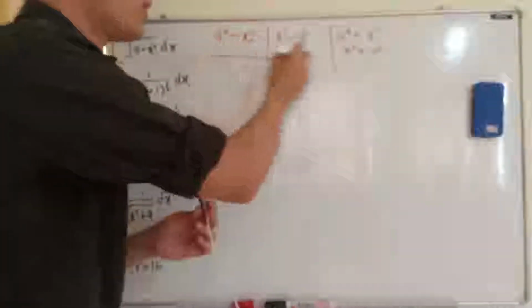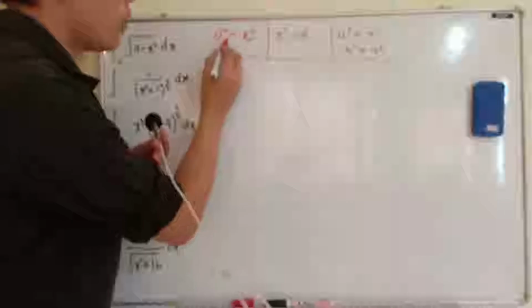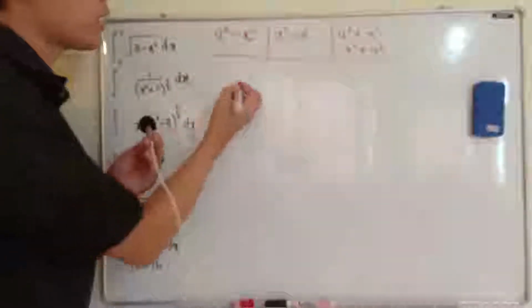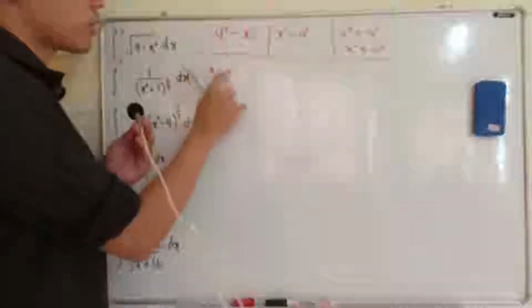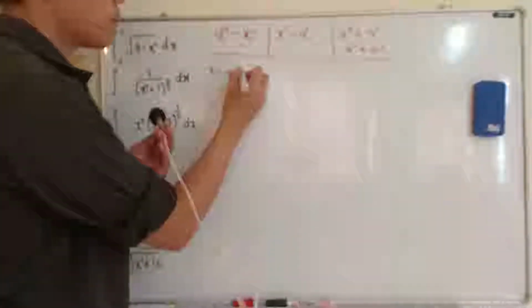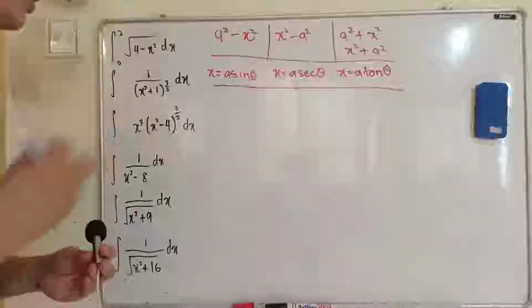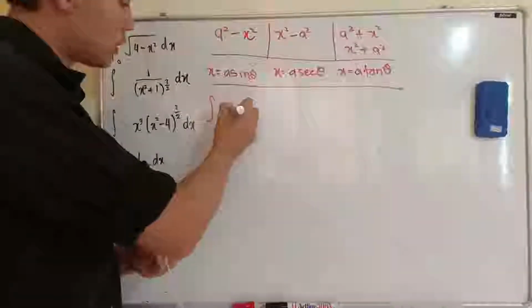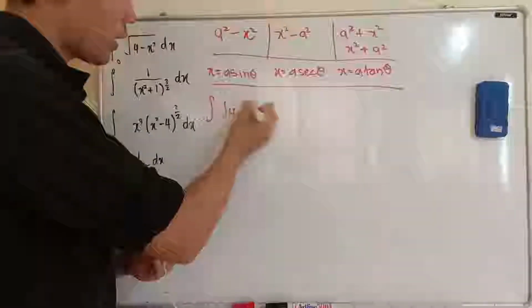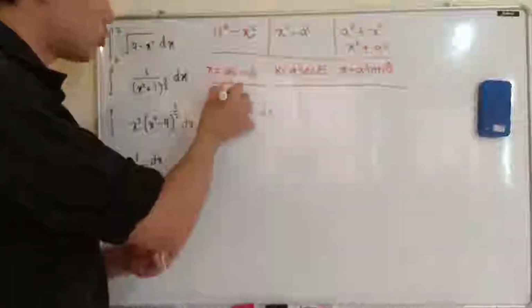So what you're going to do is go through them one by one. When you have constant square minus s square, you're going to let your s become constant sine theta.